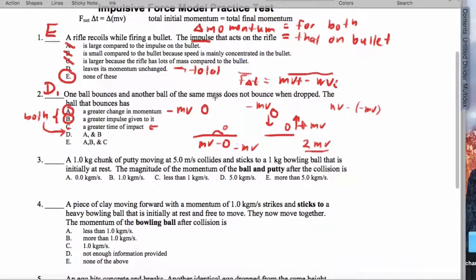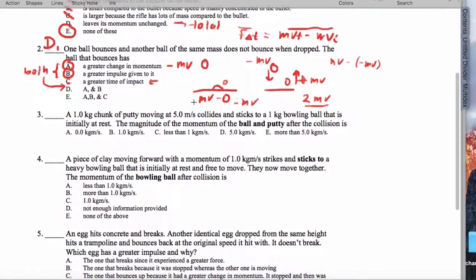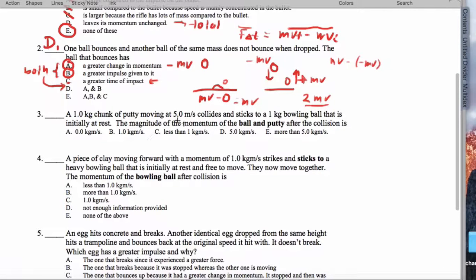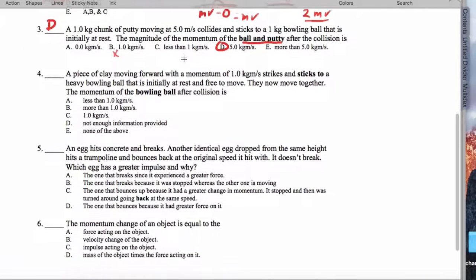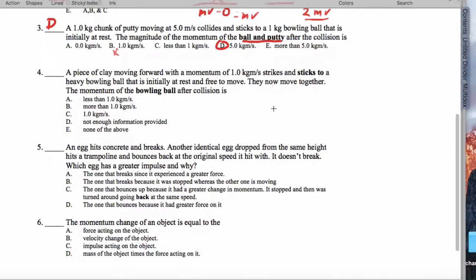Now here, a 1 kilogram chunk of putty moving at 5 meters per second sticks to a 1 kilogram bowling ball. The magnitude of momentum of both of them together, I changed the numbers, but this is essentially the same problem. I changed the 1 here to a 5, and I think a lot of people just circled B because they kind of memorized an answer but didn't understand what was going on.